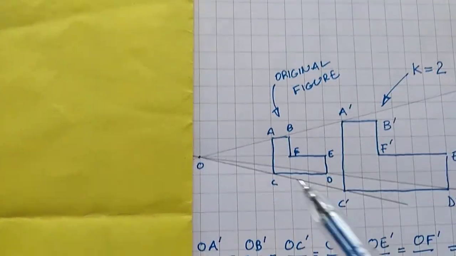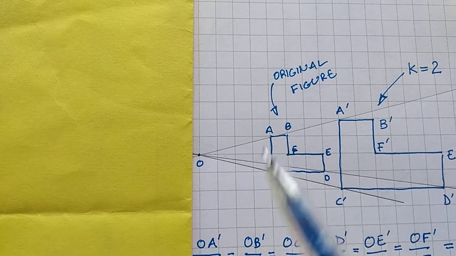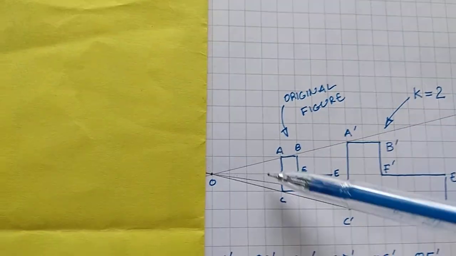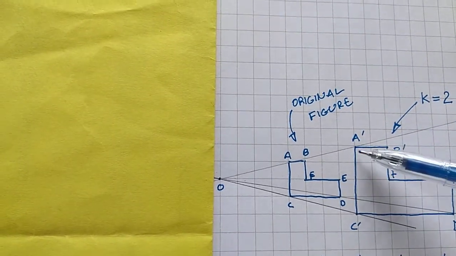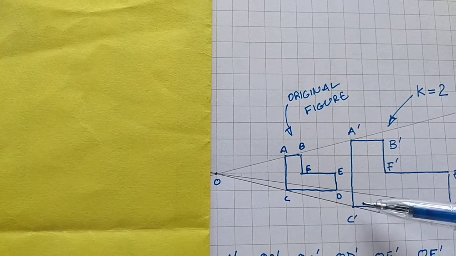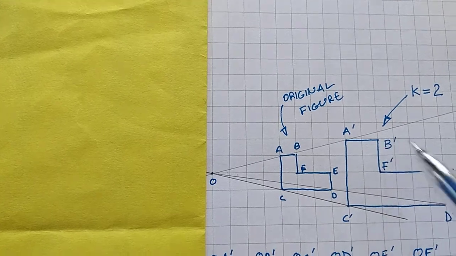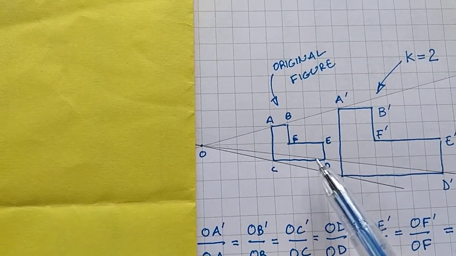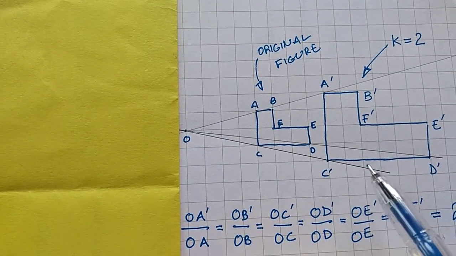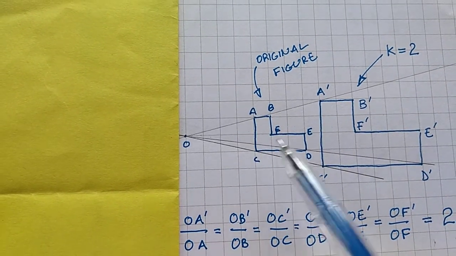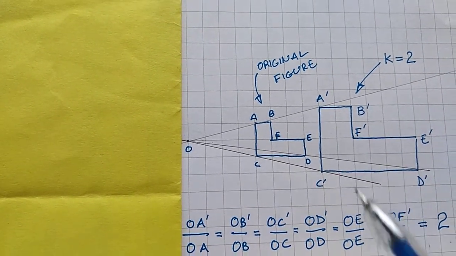If you can see the squares on my paper, this line is 2 squares, and you see this line is 4 squares. This line is 1 square, this line is 2 squares, this line is 3 squares, this line is 6 squares. So the figure has become double.